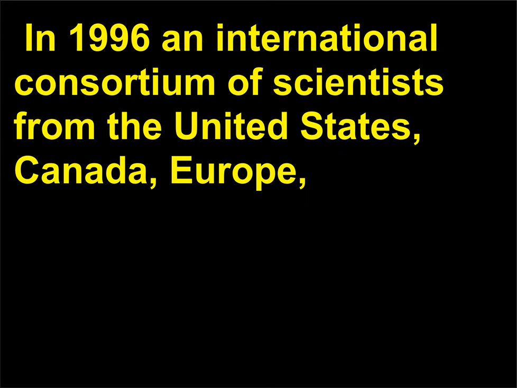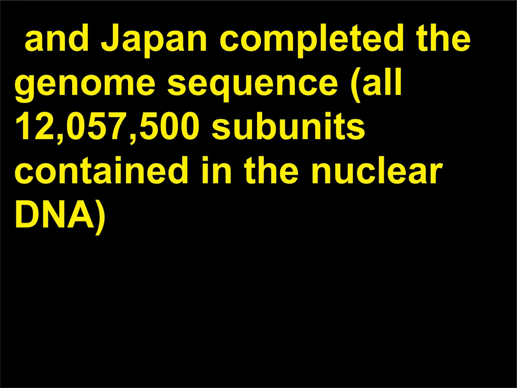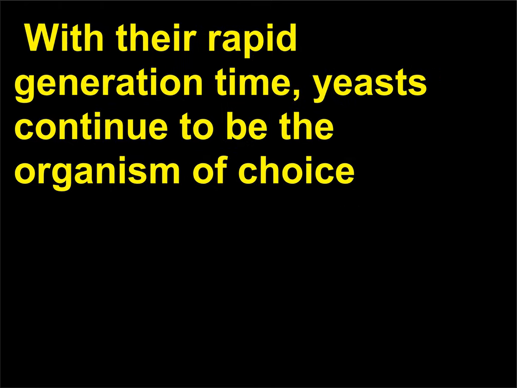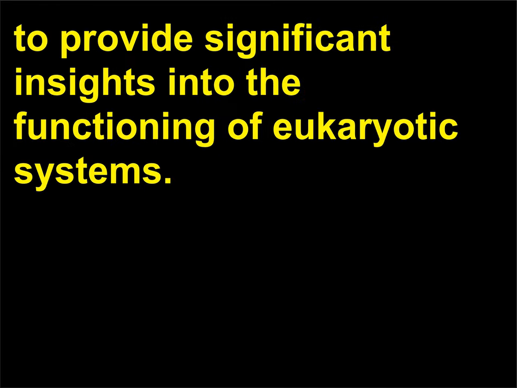In 1996, an international consortium of scientists from the United States, Canada, Europe, and Japan completed the genome sequence of all 12,057,500 subunits contained in the nuclear DNA of S. cerevisiae. It is the first eukaryotic organism to be completely sequenced. With their rapid generation time, yeasts continue to be the organism of choice to provide significant insights into the functioning of eukaryotic systems.